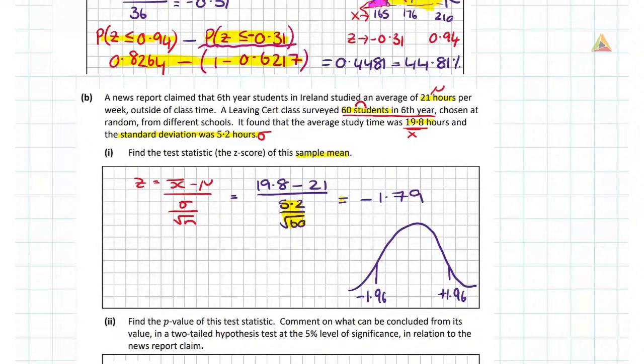Okay, so minus 1.79 actually lies somewhere in here. I don't really care how far in, but all I care is that it's actually lying in there. So if it was in here, which it is, we would accept, or fail to reject is the correct language, we would fail to reject our null hypothesis if this was a hypothesis test. In this case, it's not.